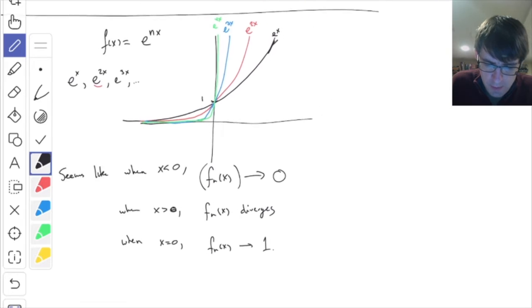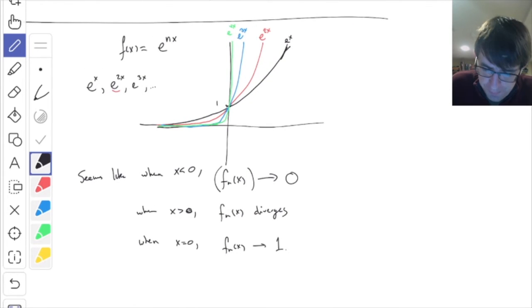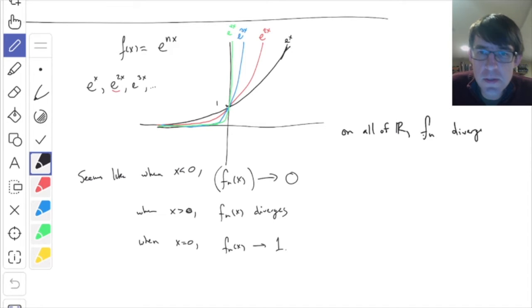So in this example, in terms of a function which this converges to, I would say, I'm going to try and keep that picture on the screen. On all of R, this sequence of functions, Fn, diverges. That is, it doesn't converge to a single function that works for all real numbers, right?